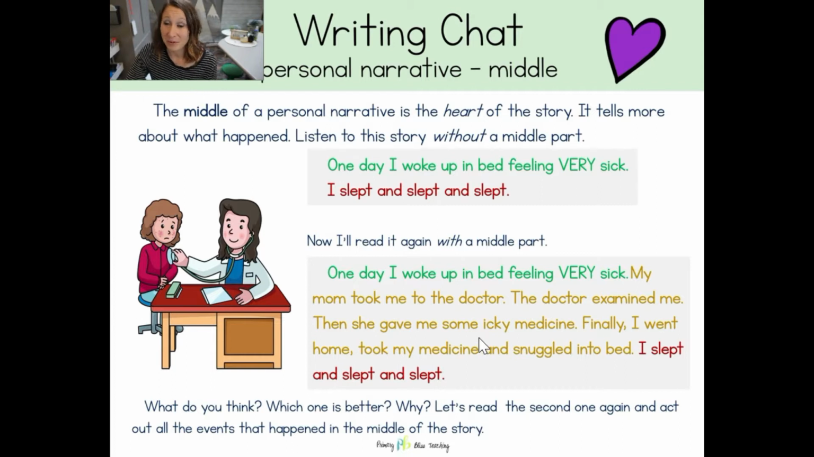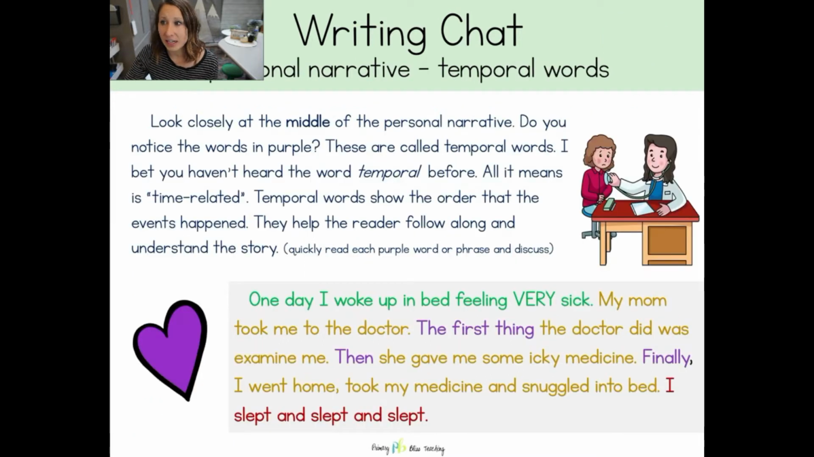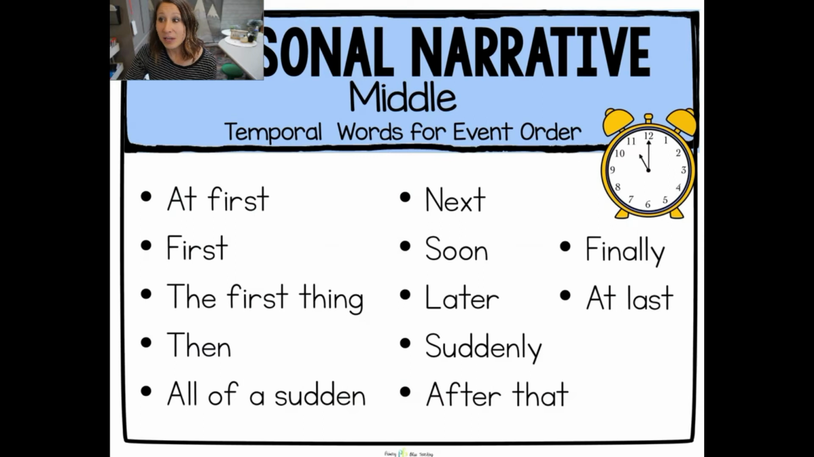That second one, right? That second one's better because it goes ahead and tells us those temporal words, like the first thing, then, and finally. And then it talks about slept and slept and slept, right? So here are some options you can use for temporal words to put your story into order. You could use at first, the first thing, then, all of a sudden, next, soon, later, suddenly, after that, finally, at last. These are things that you can include into your writing to make it a little bit more enjoyable.